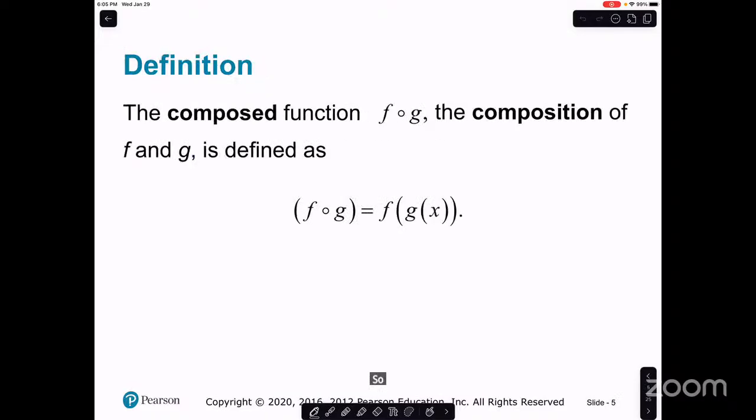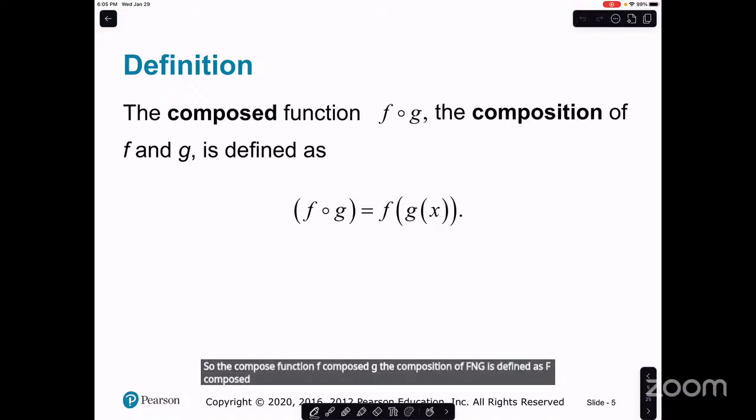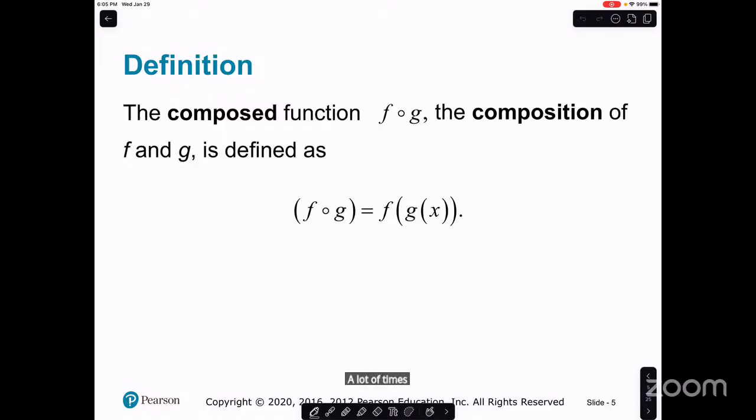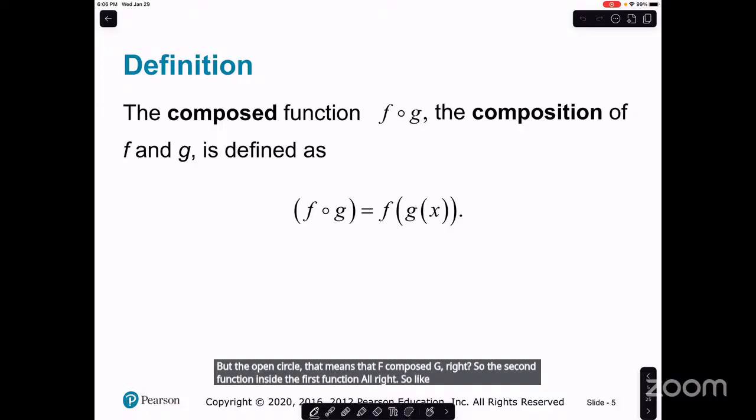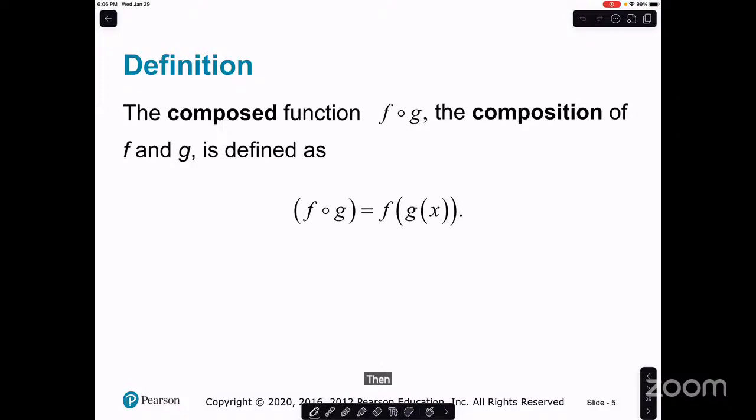The composition of f and g is defined as f composed g. This composition symbol is like an open circle. A lot of times that's the student's first time seeing it, but it should not be your first time if you're in calculus, because you should have seen it in college algebra and pre-calc. The open circle means f composed g, so the second function inside the first function. If we were writing this out, whatever our f of x is, we would write it like normal. Then we would replace each x with a blank set of parentheses, and put the function g into each of those blank parentheses.